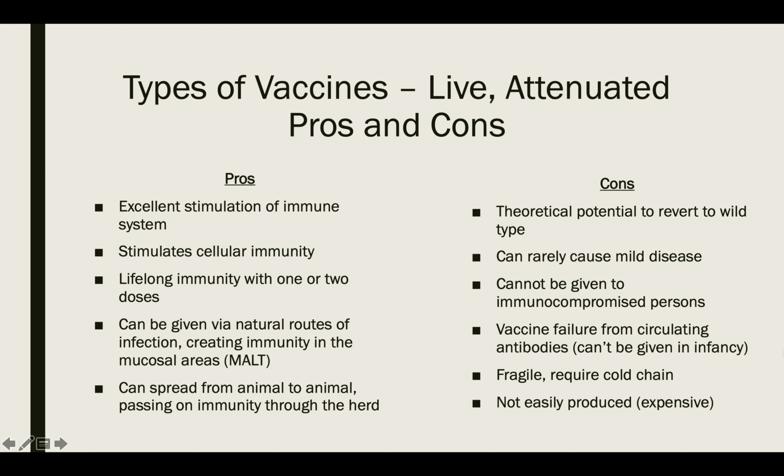Again, yeah, so that's there. So they're pretty fragile, so that cold chain is definitely a con. And they're not as easily produced, so they're more expensive because you have to grow them. So growing influenza requires eggs. You can imagine growing live Ebola virus has to be in a biohazard level 4 lab. That's expensive. So it's not as easy to make these. Even though they give a great immune response, they're not easy to make.